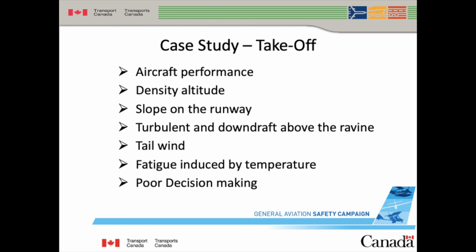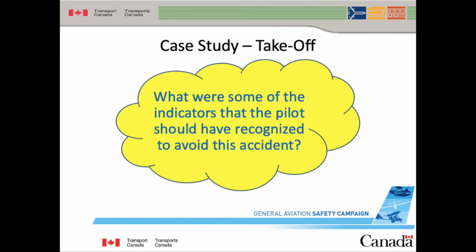And also, there was clearly some poor decision-making in several areas, and we're going to discuss that further in a few more slides. Again, as we're not live, just jot down a few things or think of what some of the indicators were that the pilot maybe could have recognized to avoid the accident.